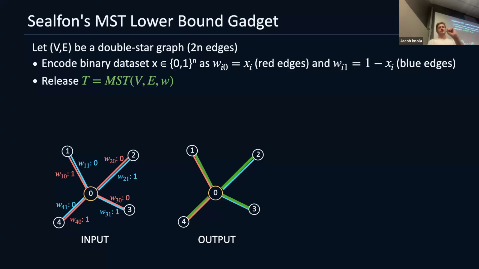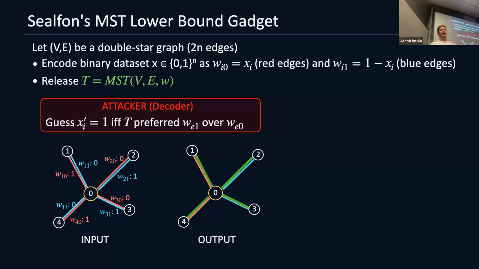Now we're going to encode a random binary data set into each of the edges. So for vertex i, we take the data point xi, and in one of the edges, which is fixed, so let's say edge number 1 that goes to the vertex, we encode xi. To the other edge, we encode 1 minus xi. So every edge is going to have a 0 or a 1, and it's going to be flipped depending on whether it's a 0 or 1 in the actual data set. Now, when we release a minimum spanning tree of this graph, it contains a lot of information about the data set. So we're computing a private minimum spanning tree on this input graph.